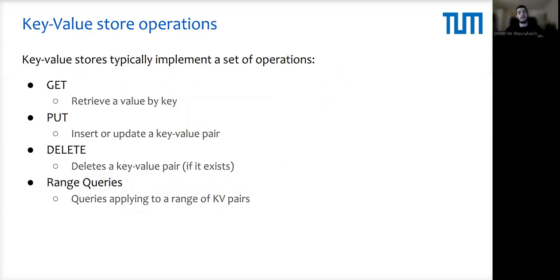Now, key value stores typically support the following set of operations. The get operation, where a value is returned based on the given key. The put operation that inserts or updates a value of a key value pair. The delete operation that, as the name suggests, deletes a key value pair from the database. And range queries that apply on a range of key value pairs, depending on what the user wants to do.